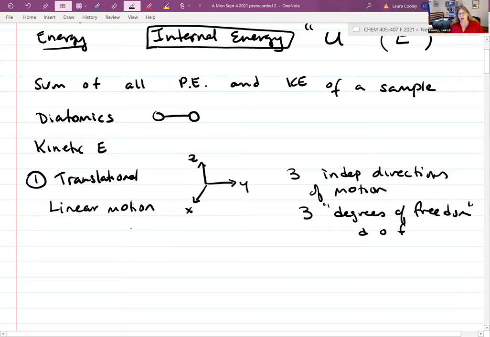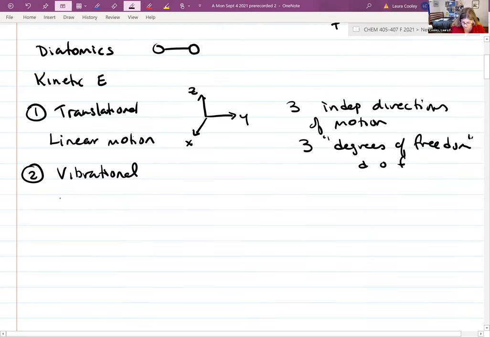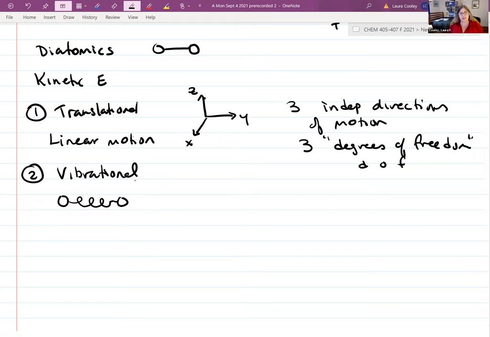All right, but there's other kinds of motion that molecules can have. And one of them is vibrational. So, you know, we can imagine that atoms are attached by a spring and that they vibrate. And we know that we can see the frequencies at which molecules vibrate on the infrared spectrum. So in organic chemistry, you may have measured a CO bond stretching frequency or something like that. But anyway, vibrational motion is very interesting.